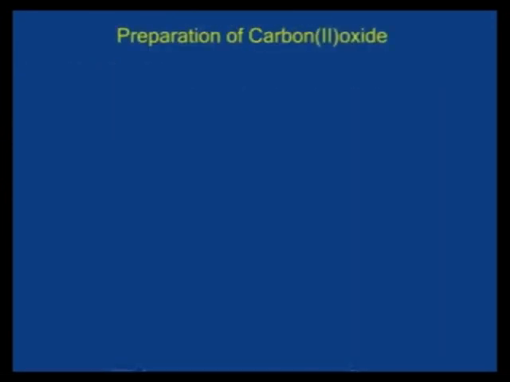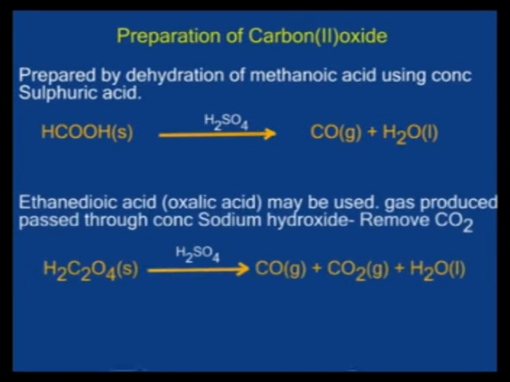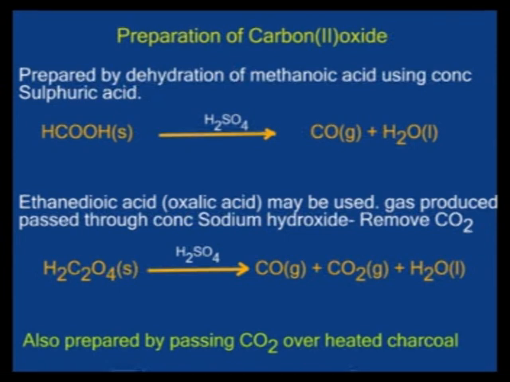In the laboratory, carbon 2 oxide is prepared by the dehydration of methanoic acid using concentrated sulfuric acid. Ethanedioic acid, also known as oxalic acid, may also be used in place of methanoic acid. The gas so produced should be passed through concentrated solution of sodium hydroxide to remove the carbon 4 oxide. We can also prepare the gas by passing carbon 4 oxide over heated charcoal.